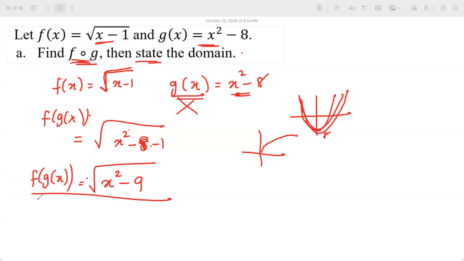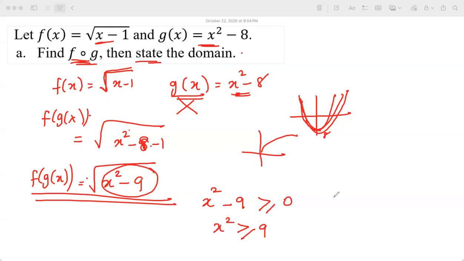Now, is there a restriction on this function? Yes. What is the restriction? X squared minus 9 can't be negative. It has to be greater than or equal to 0. So x squared is greater than or equal to 9. What does that mean? Take the square root on both sides. X is greater than or equal to 3.